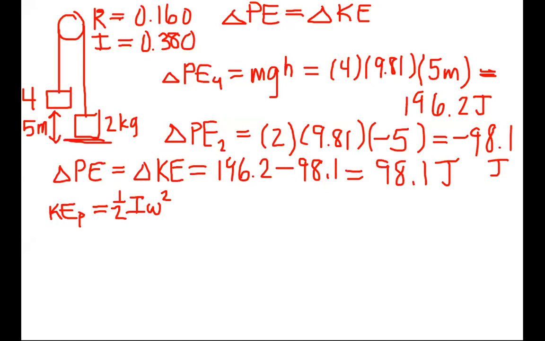So just plugging in the values we have, which is 1/2 times 0.380. We don't know what omega is, but we know that omega is equal to v over r. This is one of the equations that we've learned before.